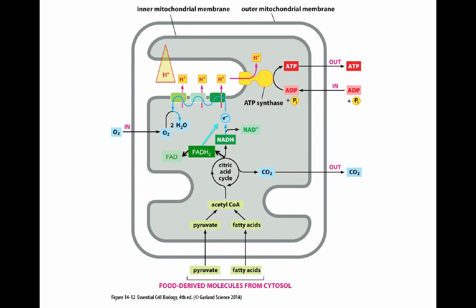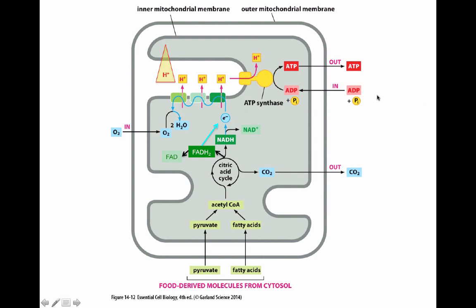Now, as those electrons are being passed down the complexes of the electron transport chain, those proteins are also proton pumps. And what you're going to end up having is a high concentration of protons in the intermembrane space, creating a proton gradient shown over here that eventually will be used by the enzyme ATP synthase to make ATP.